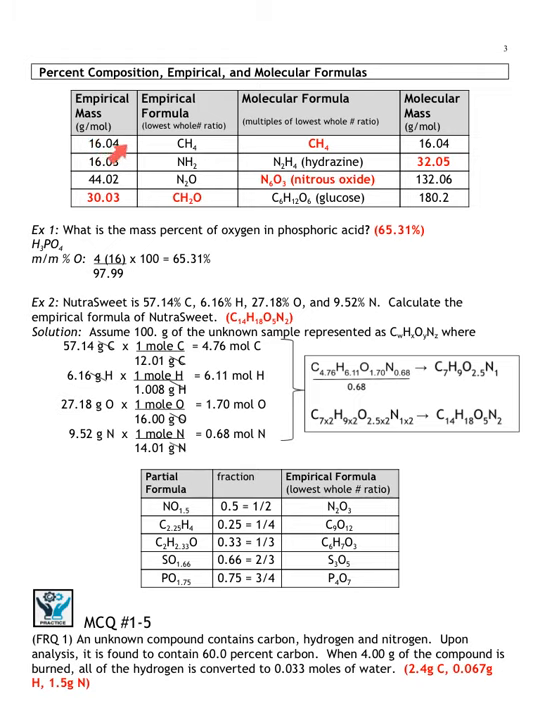Now, empirical mass is the mass of the empirical formula. Empirical formula is the simplest whole number ratio. Molecular formulas are multiples of that whole number ratio, and then molecular mass would be the mass of any molecular formula, including it could be the empirical formula as well.